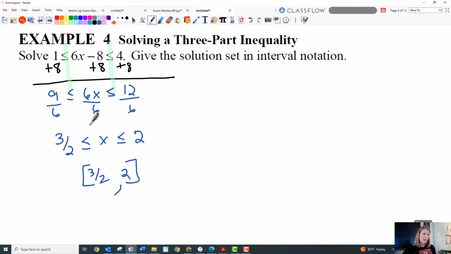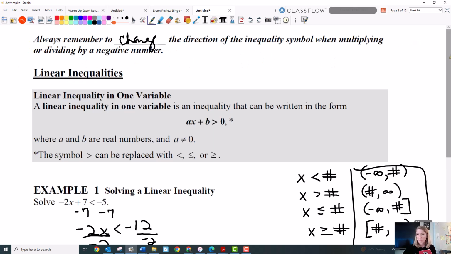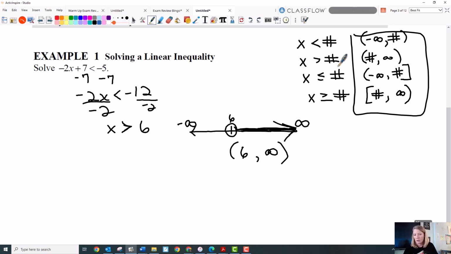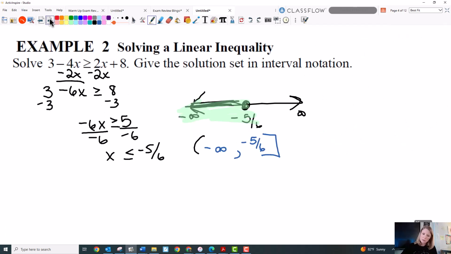So I guess I should have added that. If you need me to, let me know, and I will put up a video on just how to write in interval notation. If x is between B and A, that would look like this, A comma B. And if it's less than or equal to, that looks like this. I always say if it has the line, you draw the line. Okay, let's go back to where we were.